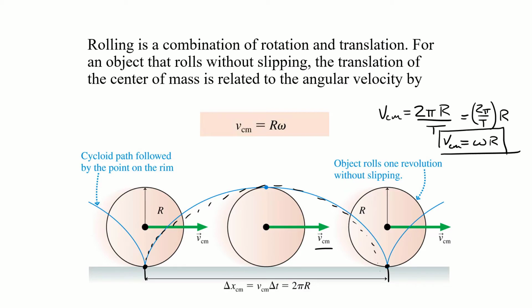This is really a key point we're going to have to use when we're describing how objects move or roll without slipping. It's what we'd call an equation of constraint, right? That this wheel rolling without slipping means that the wheel's constrained to move such that this is true.